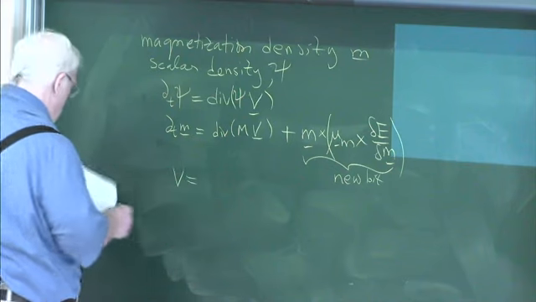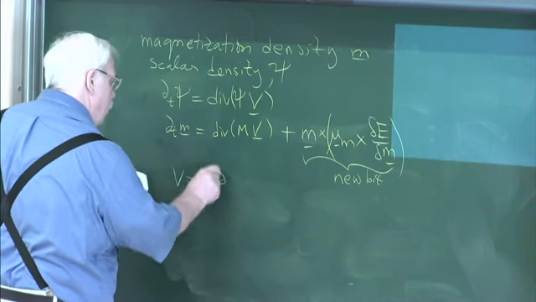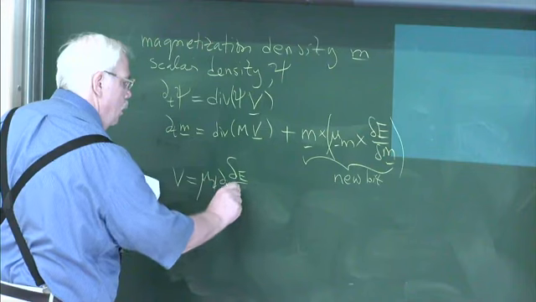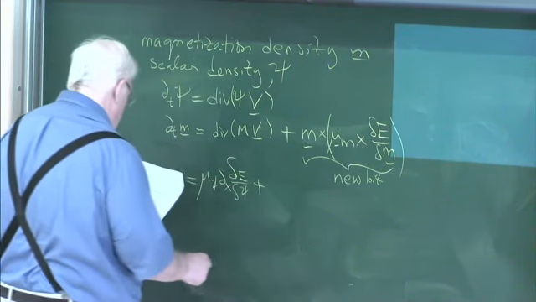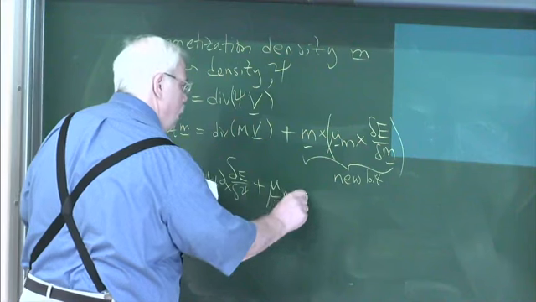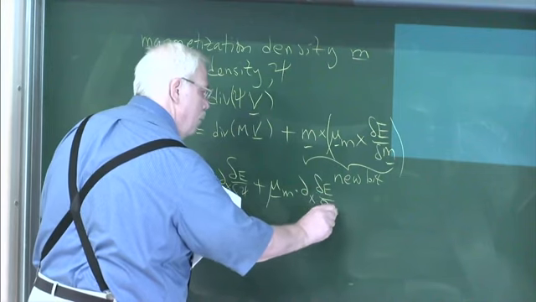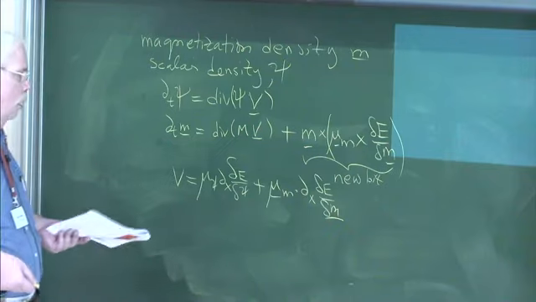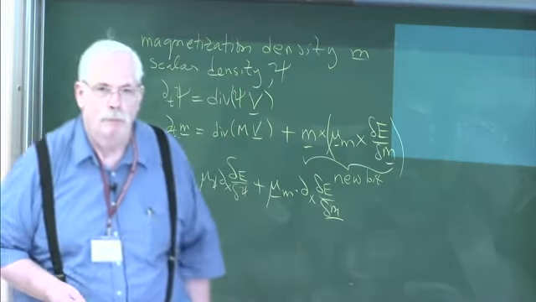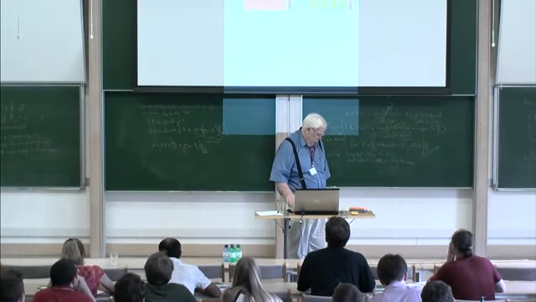And v is mu psi d by dx of delta E, delta psi, plus mu m vector dot d by dx of delta E, delta m. So I'll stop here, but show you the corresponding simulation for magnetic materials. This is how it looks.